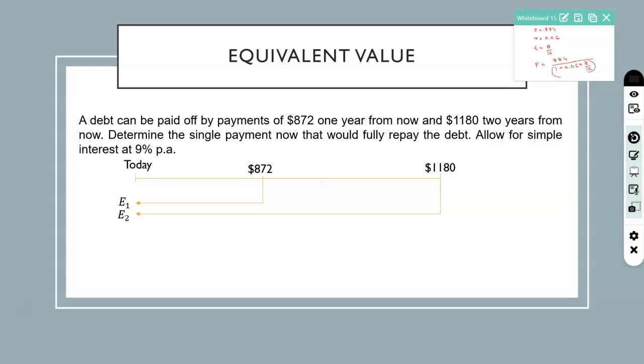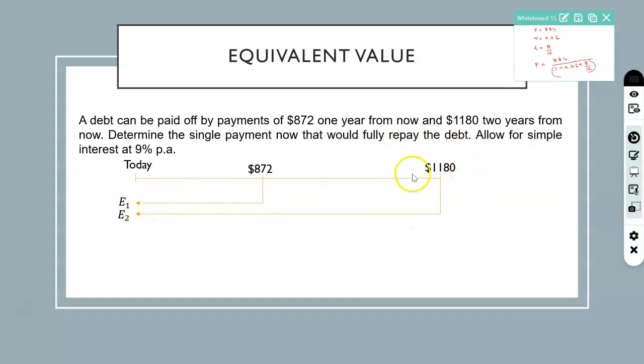Let's see an example. A debt can be paid off by payments of $872 1 year from now and $1,180 2 years from now. Determine the single payment now that would fully repay the debt. Allow for simple interest at 9% per annum. So you have to return $872. What will be the value of $872 in today's time? That is 1 year back.